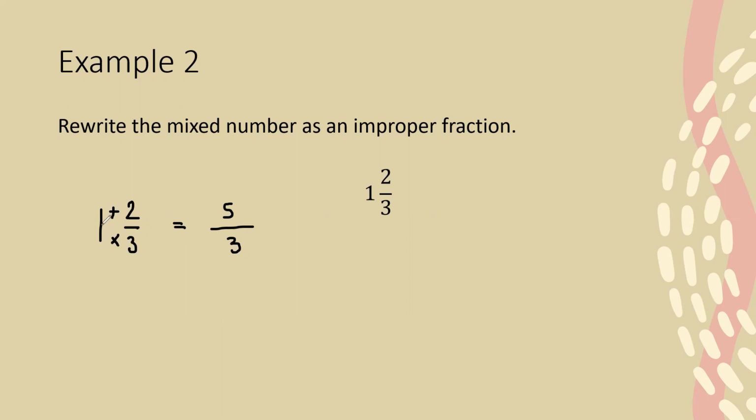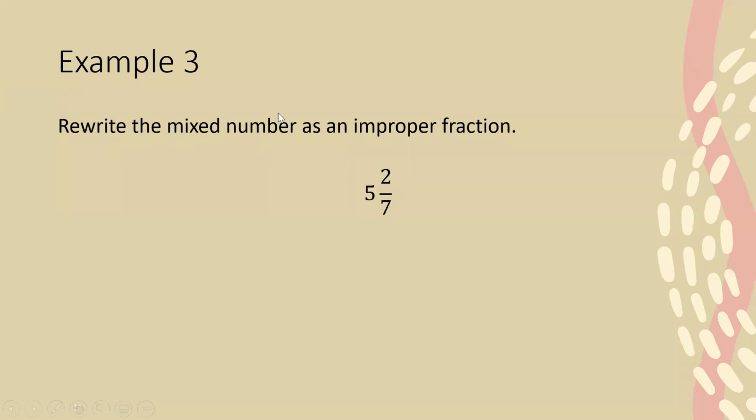We multiplied 1 times 3, 1 times the denominator, and we added our number in the numerator. And for our denominator, we simply carried over the denominator in the mixed number, and now it is the same denominator in our improper fraction. Let's continue.